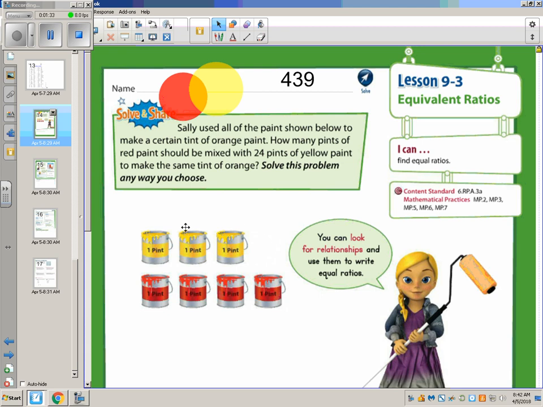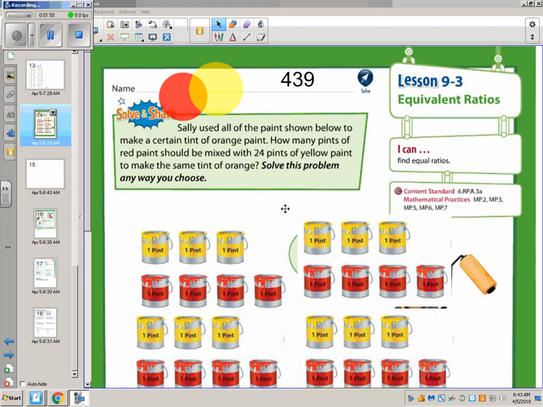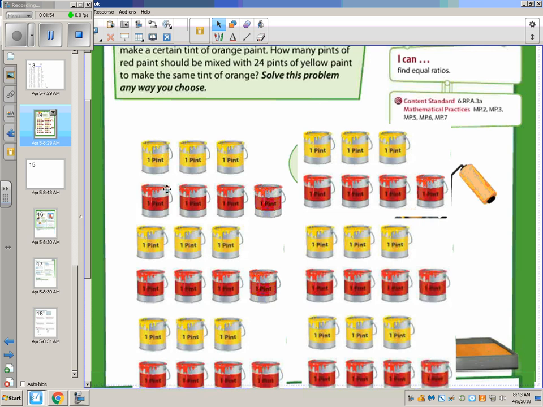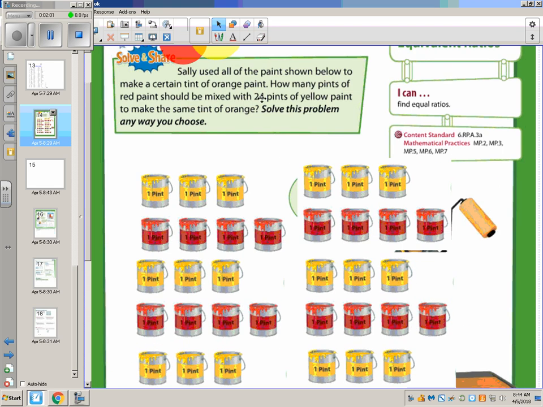So now they're saying they want to have 24 pints of yellow paint. One thing I could do is copy this picture over and over again, keeping the ratio the same until I have 24 pints of yellow paint. It would look something like this. Now, that is a lot of paint cans. And if you had to draw this picture, it would take you a long time to redo it. It took me 8 times to redo it to get to where I would have 24 yellow paint cans.